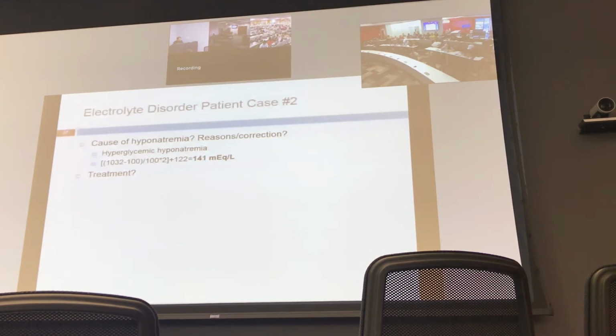Anyone have more questions so far? Yeah, so I was asked here to repeat the verbal explanation of the equation. So my verbal explanation is: for every 100 over 100 that the blood glucose is, you add 2 to the serum sodium. And then the mathematical way of thinking about that is listed here. But know the concept.